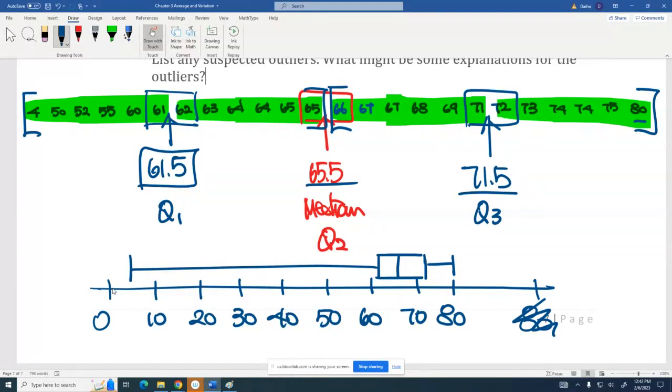We are going to discuss more about outliers on Wednesday. I want to start here to make a box plot. It's good. So let me give you quiz number 4.